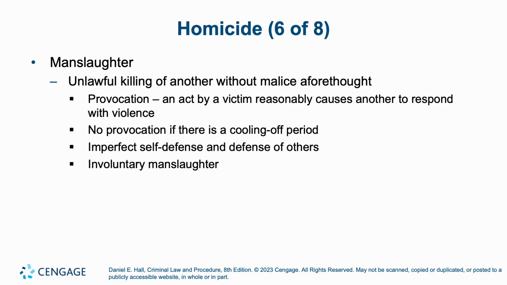For example, historically, some courts treated discovering adultery as strong provocation, reducing murder to manslaughter. Well, modern courts increasingly question whether jealousy or emotional rage should meaningfully reduce homicide liability.